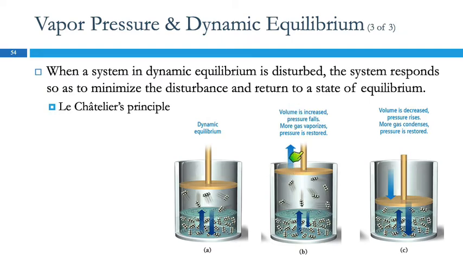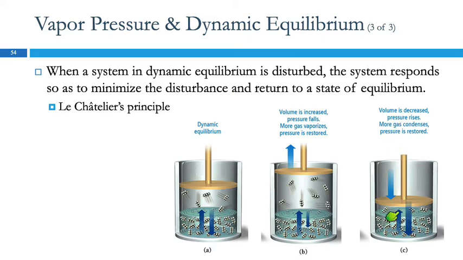If we pull up on this plunger and increase this volume, what does that do to the pressure of this gas? It lowers it. A lower pressure means that your rate of condensation is lower. So now the rate of condensation is lower, the rate of evaporation stays the same. So this will continue on until we reach a new equilibrium.